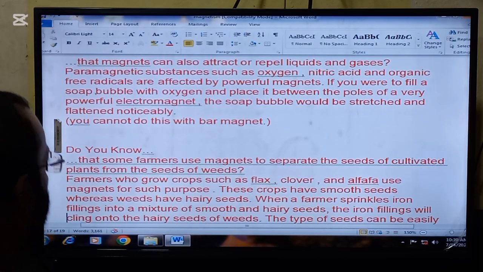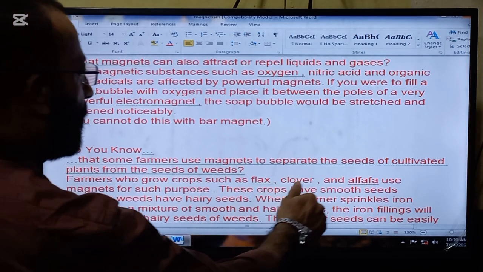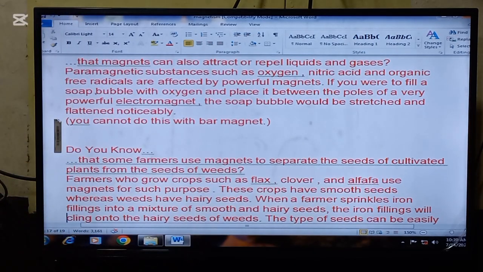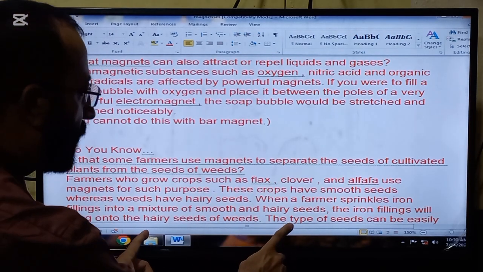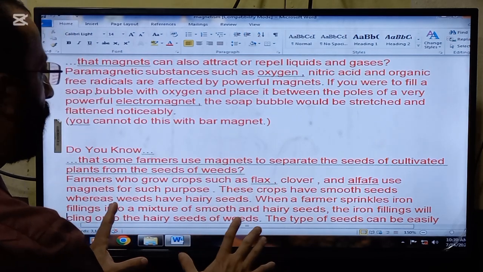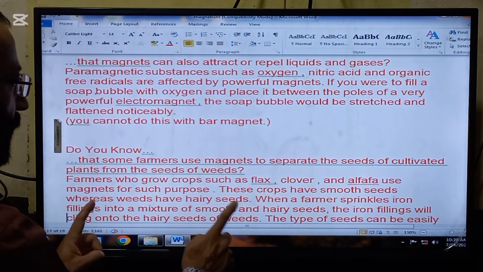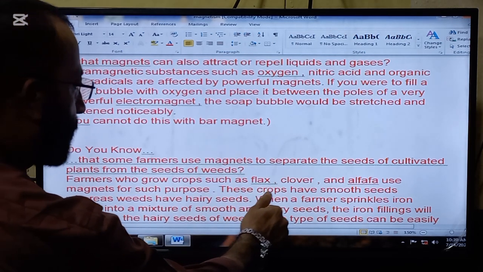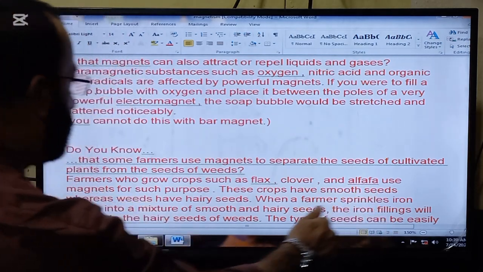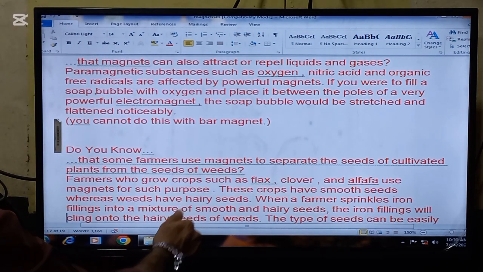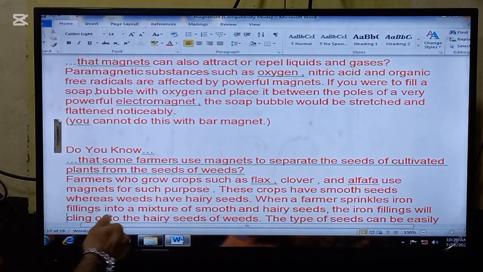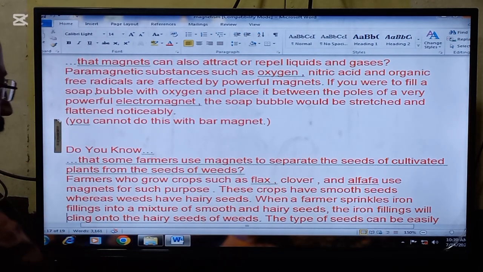Do you know that some farmers use magnets to separate the seeds of cultivated plants from the seeds of weeds? So this is a very important everyday function of magnets. So concentrate, this question frequently comes in the paper. Farmers who grow crops such as flax, clover, and alfalfa use magnets for such purposes. These crops have smooth seeds, whereas weeds have hairy seeds.